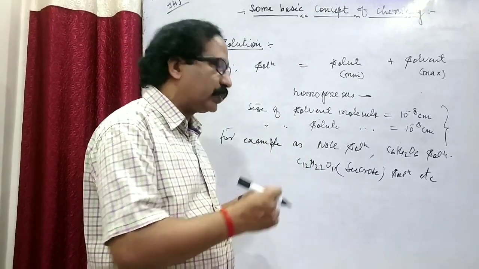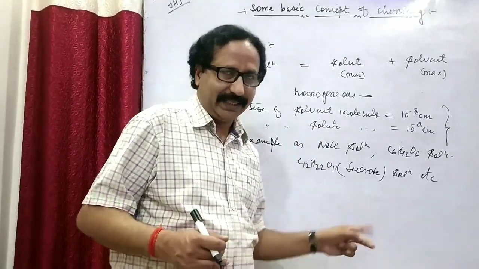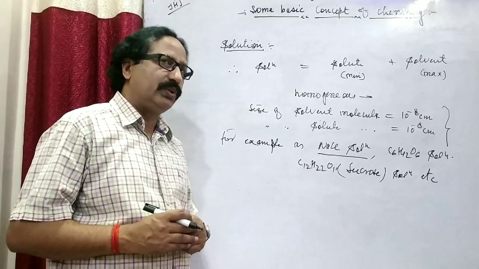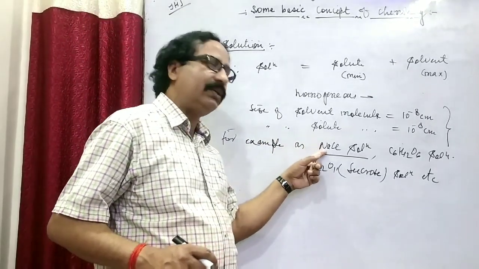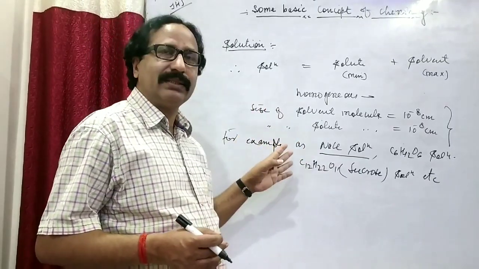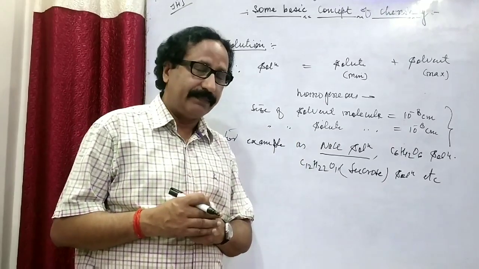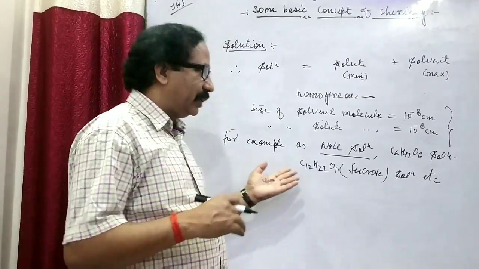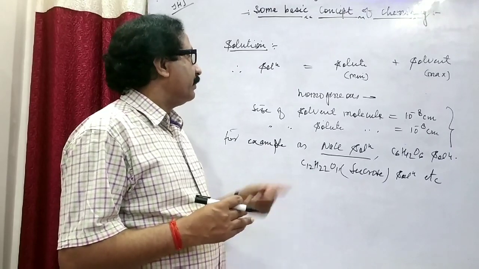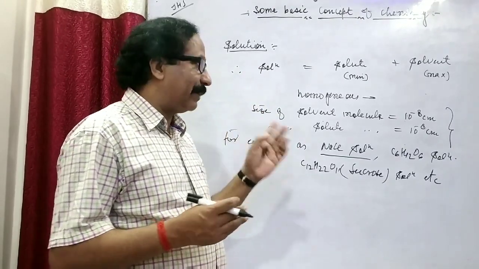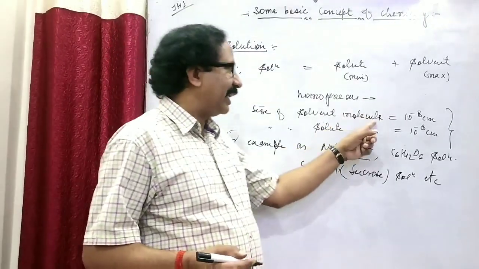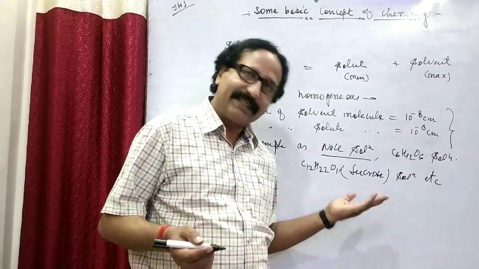form their homogeneous mixtures with water. Suppose we are talking about NaCl solution. In NaCl solution, NaCl is solute and water is solvent. Such solutions never undergo precipitation. Precipitation, you know, is the separation of solute and solvent molecules, right? In the case of a true solution, precipitation is not possible. What is the basic reason behind it? Because the size of solute and solvent molecules is the same.